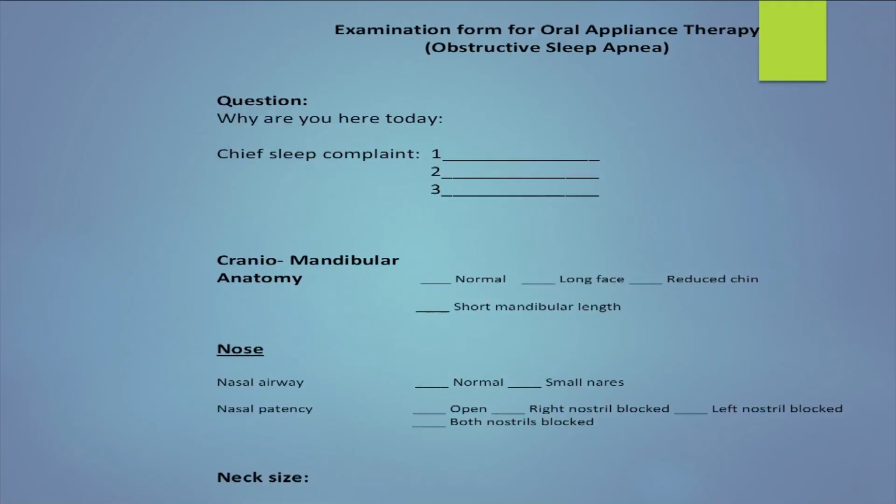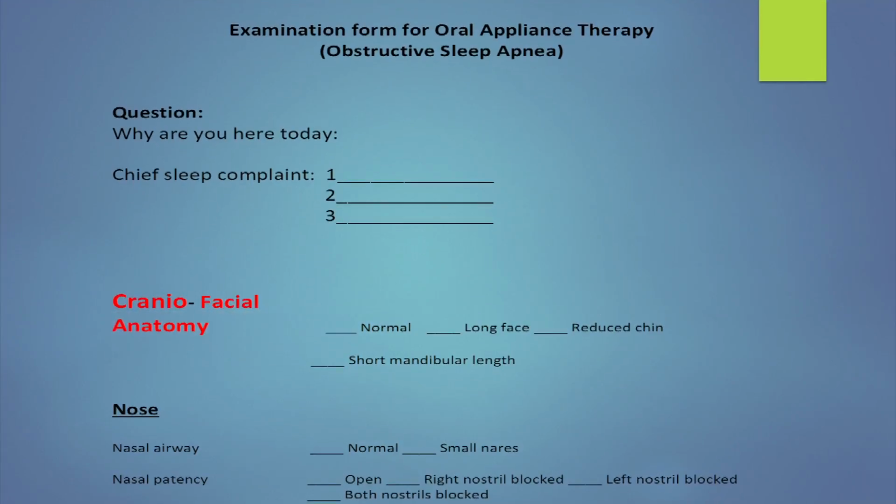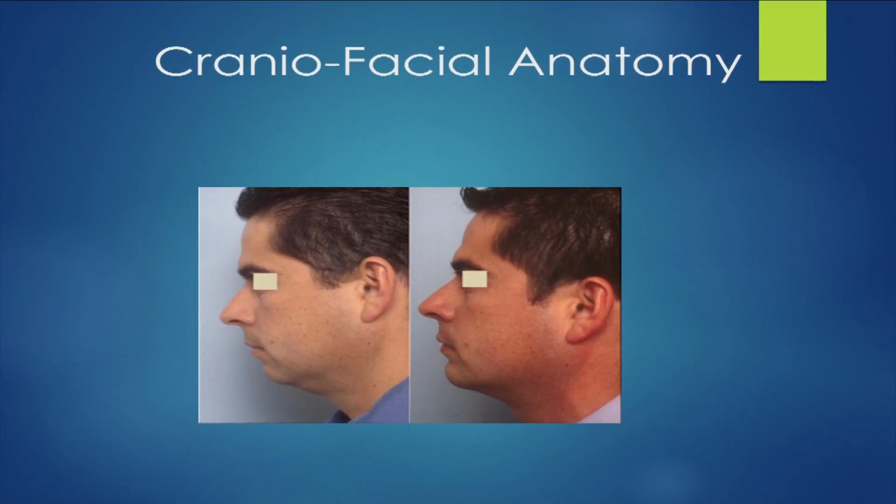The following forms represent the minimum amount of information that should be obtained prior to constructing an oral appliance to treat obstructive sleep apnea. I will briefly review some of the information on these forms. Okay, craniofacial anatomy. I simply look at the patient's profile. A retreated chin could indicate a smaller airway.